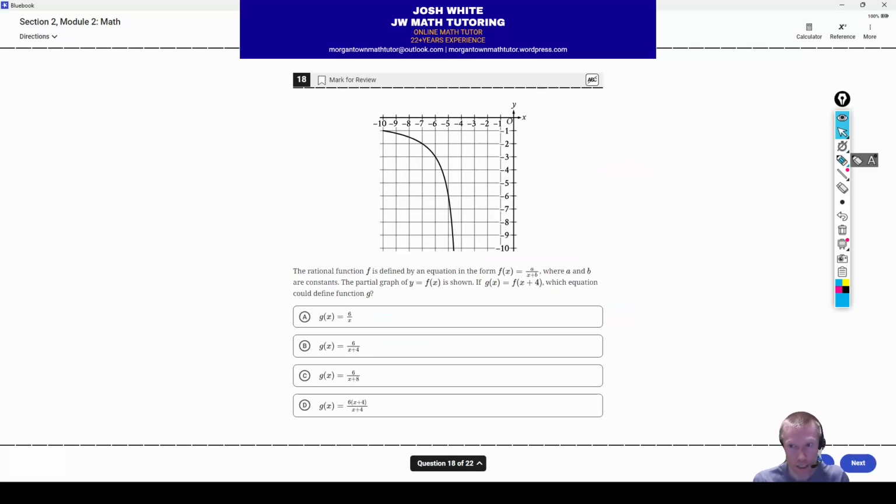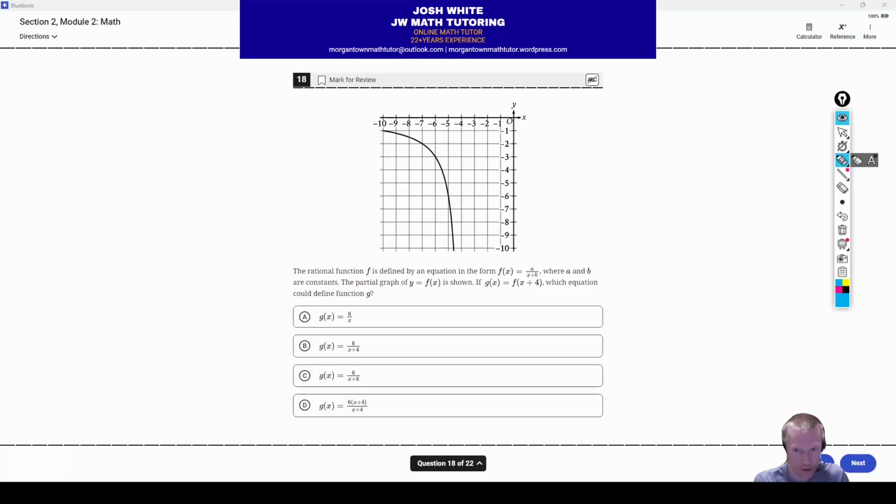Next up, number 18. Here we have a graph that could be an exponential, although based on the form they give us, it's actually a rational function. So there are multiple ways you could do this. A couple different ways to think about this.